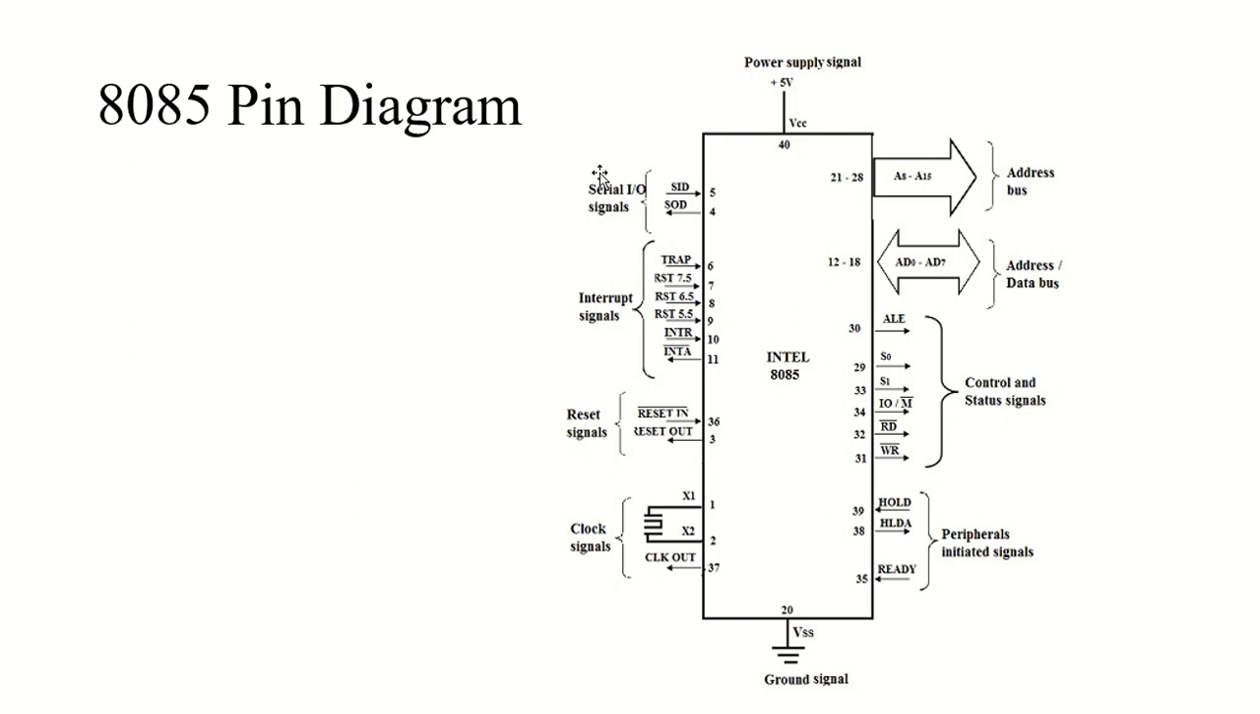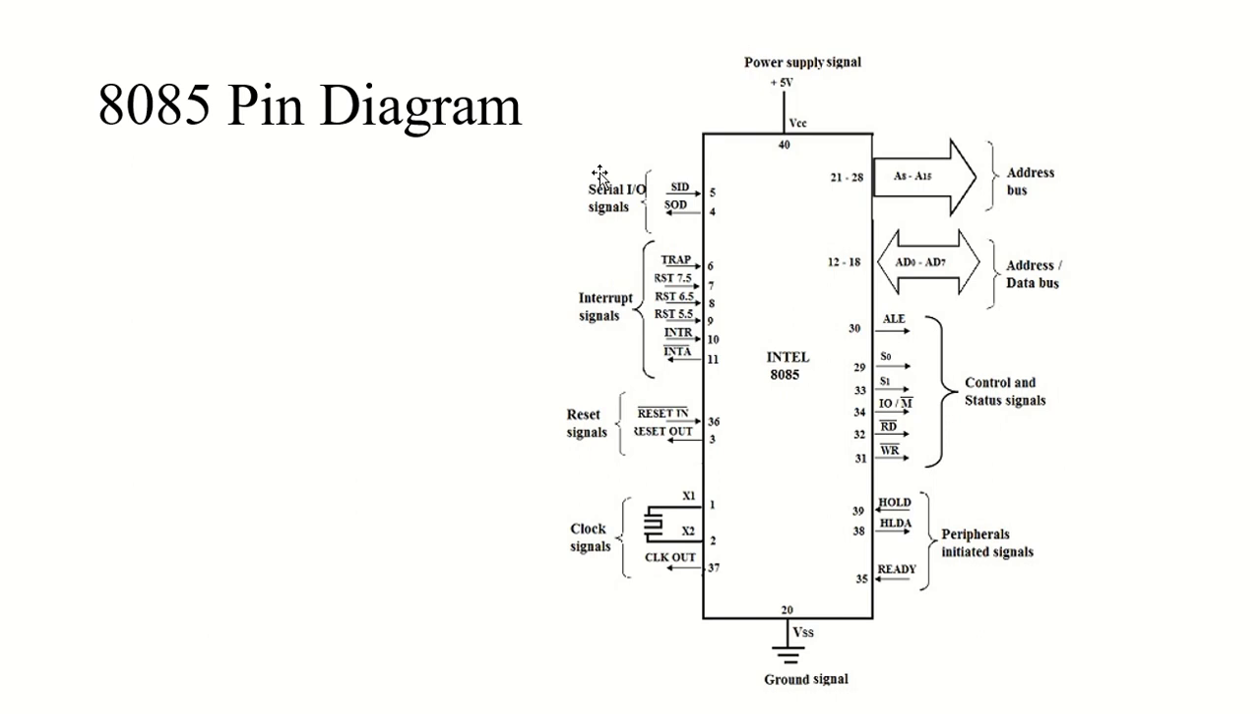Now when HLDA is active, it indicates the microprocessor has received the hold request and will relinquish the buses in the next clock cycle. So the other controller will be using the buses, and upon completion of its work will remove the hold signal. Because of this, the microprocessor will also make HLDA low, and it takes control of the buses half a clock cycle after HLDA goes low. So that's HLDA and hold.